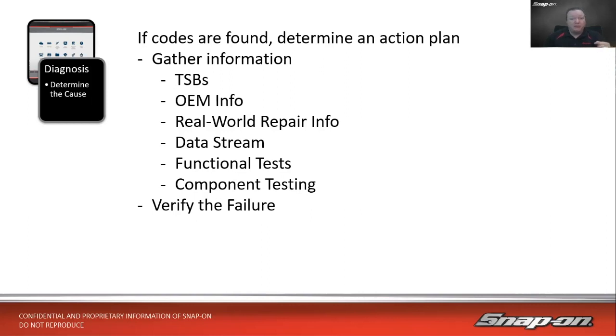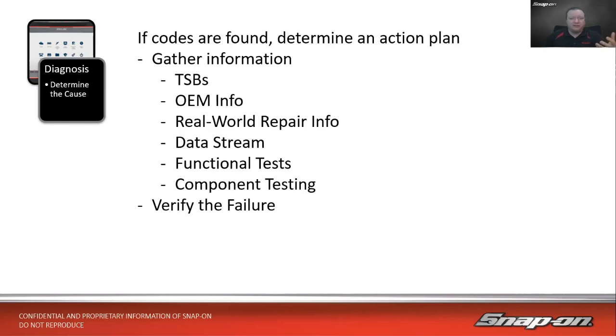Also probably need OEM info, right? Diagnosis flowcharts. I might need wiring diagrams. I might need other sorts of info from the manufacturer. How about real world repair info? What have other technicians done in this same exact scenario on this same vehicle? It'd be good to know. How about data stream? I'm going to check the PIDs on my vehicle and see what are they telling me? Because remember, the PIDs are really the computer's interpretation of what it's seeing as going on. So you might want to check that data stream to get a little insight as to what the computer's thinking.